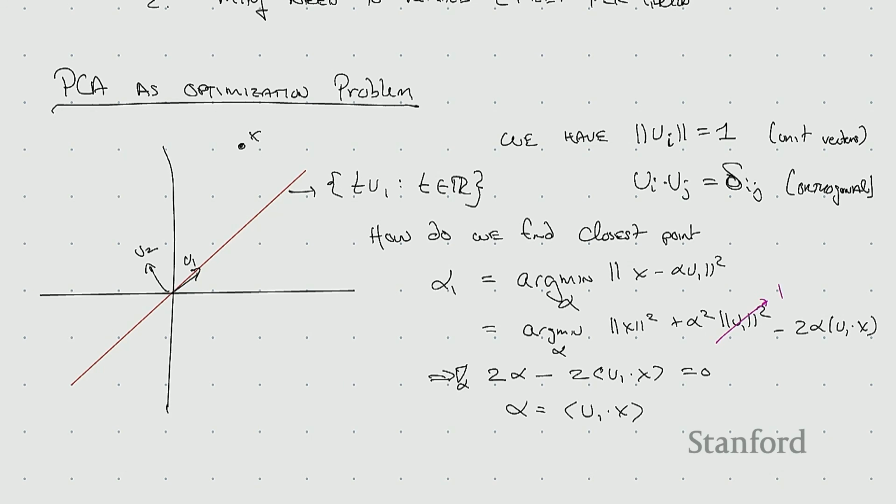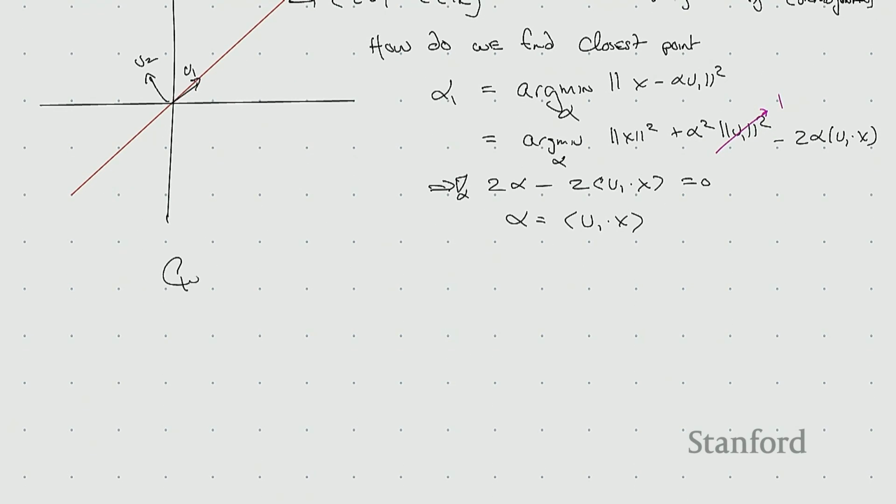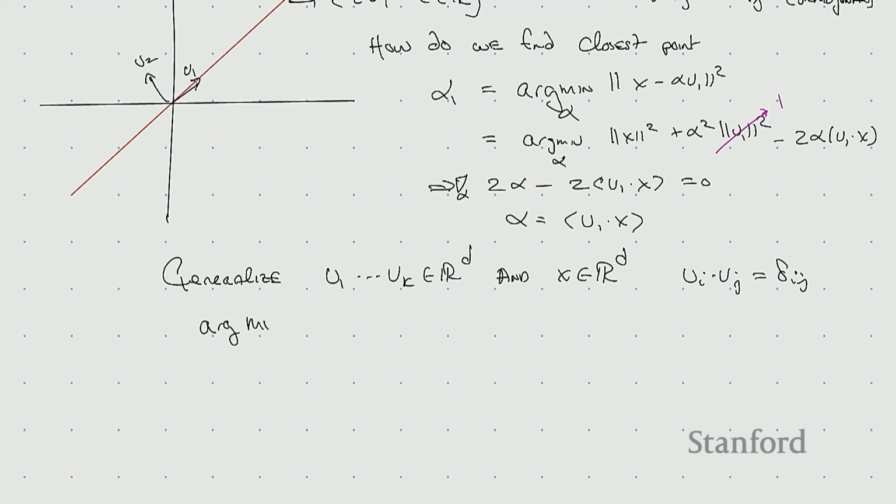Now, you can generalize this to any set of orthogonal directions. So if I have mu1 to mu_k elements of R^d and x an element of R^d, how do I find the closest point to the subspace spanned by the mu_i? Here we're going to use the fact that mu_i dot mu_j equals delta_ij. Well, it's going to be the following: argmin over alpha 1 through alpha k of x minus the sum from j equals 1 to k.